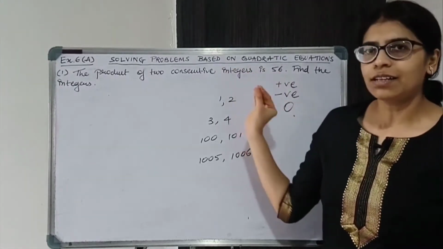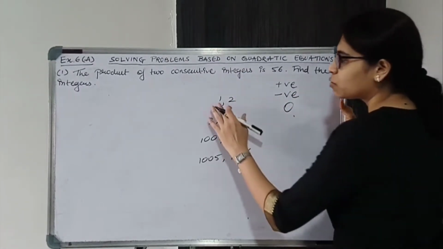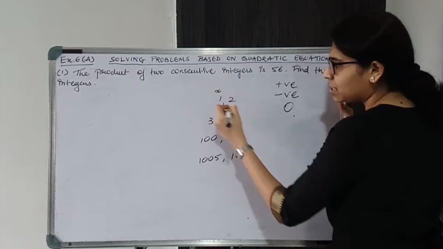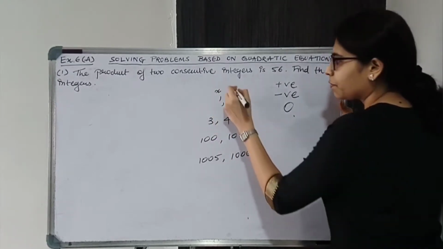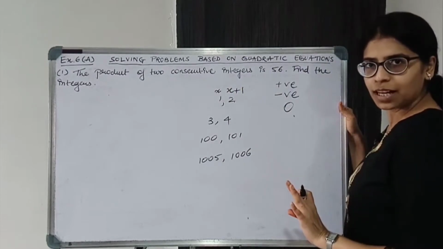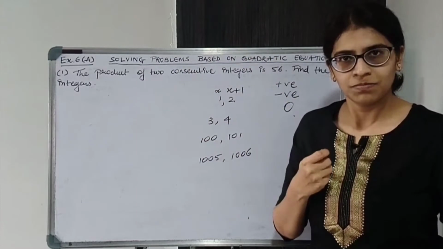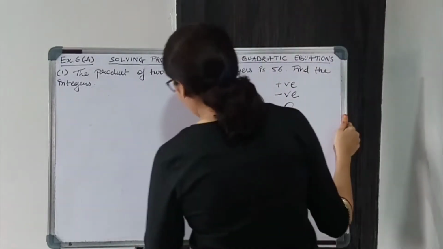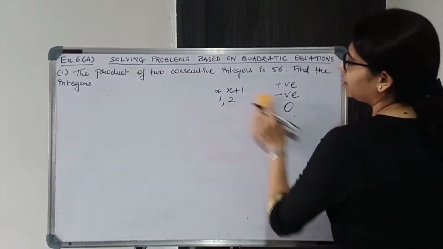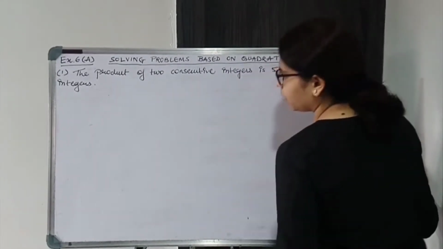Now two consecutive बोला है. Okay, so these are consecutive numbers. So if I say this is x, तो दूसरा क्या हो जाता है? x में एक ऐड करके हो जाएगा. Correct. So let the two numbers be x and x plus 1. Alright. So let's say that the two consecutive integers are x and x plus 1.